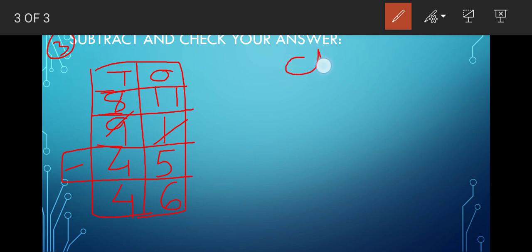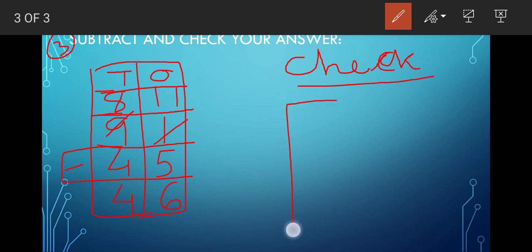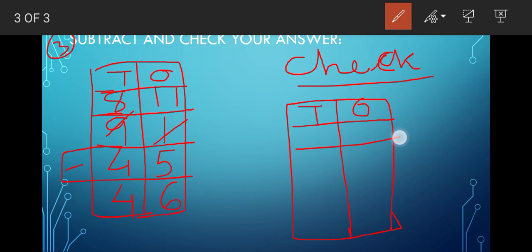Now why do we do the check part, children? We do the check part to find out whether our subtraction is correct or not. So how do we check? So you have to write like this, check. Then you have to make this column, okay, as it is done in that way in your book. You have to again make the column and write here ones and tens. Okay, this is for you to write the carry. This is for you to write the number here.